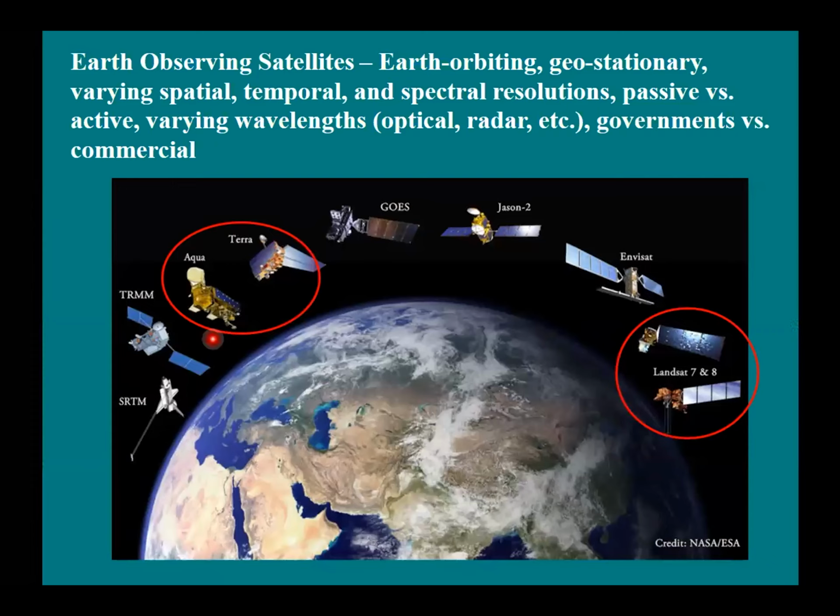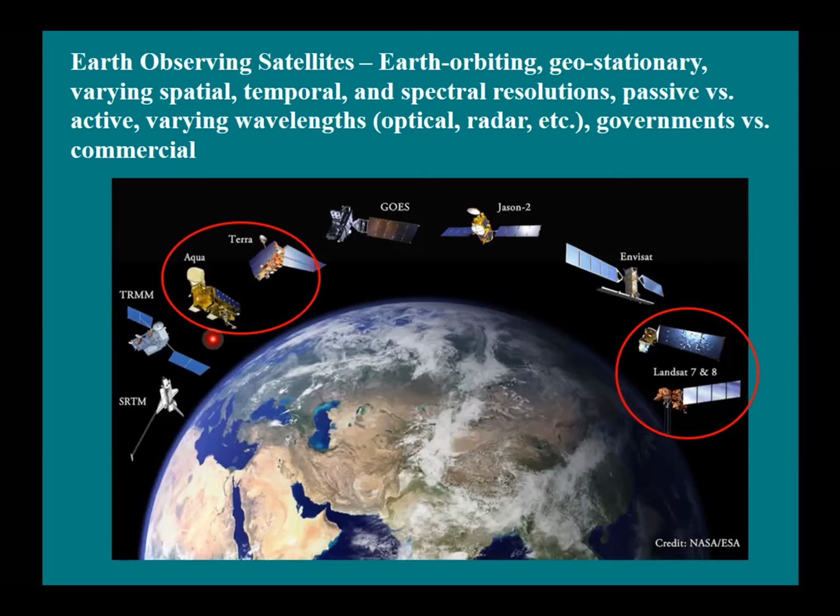All right, starting with satellites, you may be aware that we have numerous Earth observing satellites out there in space. These satellites take a variety of different shapes and forms and sizes and do a variety of different things. We have Earth orbiting satellites. We have geostationary satellites. The sensors on these satellites collect information at varying resolutions, so different spatial resolutions, different time frequencies, and different spectral resolutions of the information that they're obtaining.